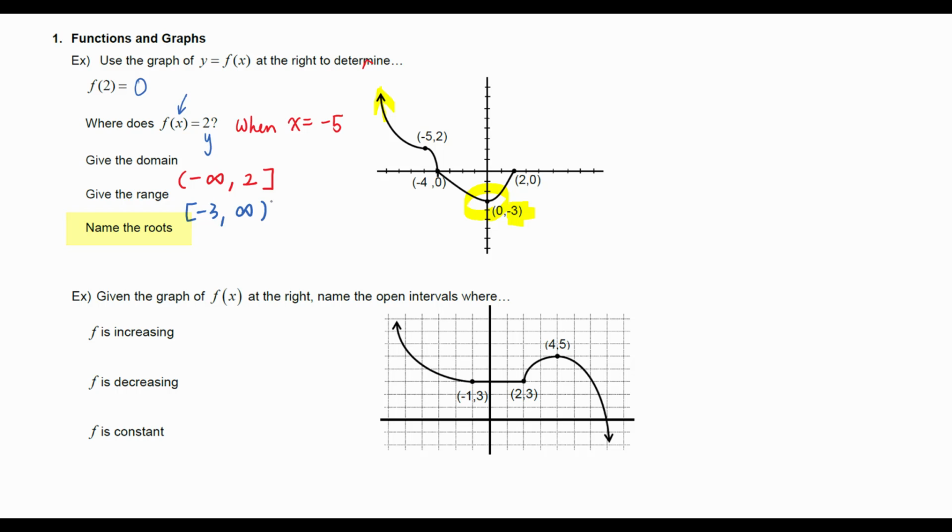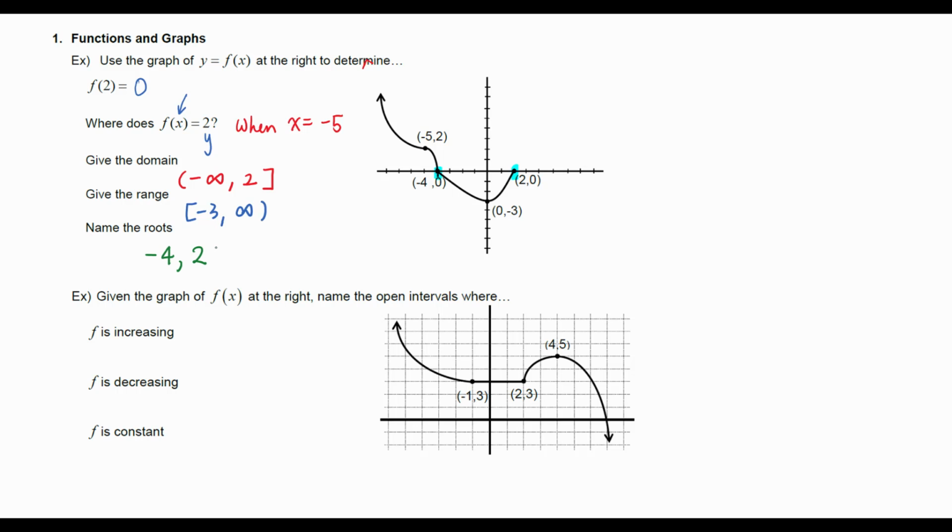Name the roots. Roots are the x-intercepts of the graph. And how many x-intercepts do you have? You have 1, 2. And the roots are the x-coordinates. So you can say that the roots are negative 4 and positive 2.